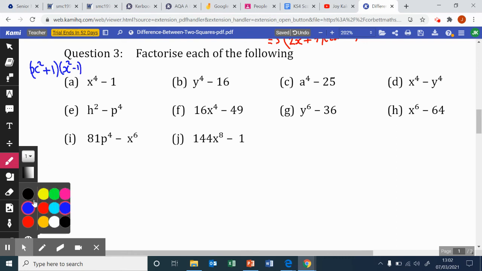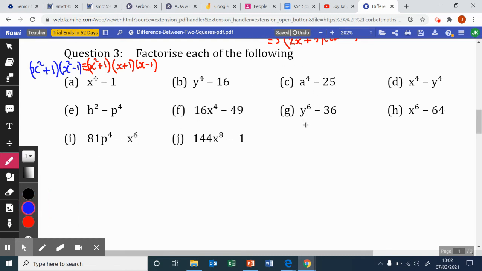But wait, that can be factorized too. The x squared minus 1 at least, because it's a difference of two squares. 1 is a square number, x squared is a square number. So that becomes x squared plus 1 in the first bracket, which doesn't change. Second bracket, we have x plus 1, x minus 1. Whew, wow. Okay, let's go for another one.